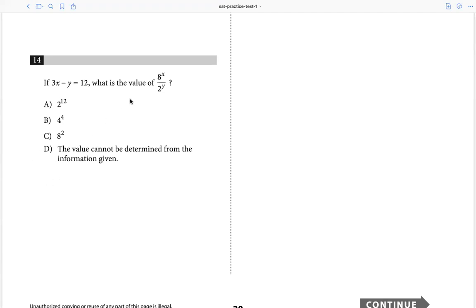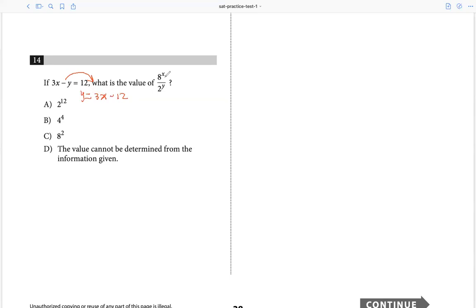So this is given a linear equation again, 3x minus y equals 12. So what is the value of a to the x divided by 2 to the y? Well, let's rewrite this equation, right? Basically, we move y to the other side. You get y equals 3x minus 12, right? You see, we still have 3x minus y equals 12. I just rewrite the equation like this. So I have this relationship.